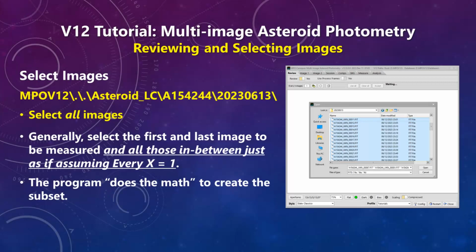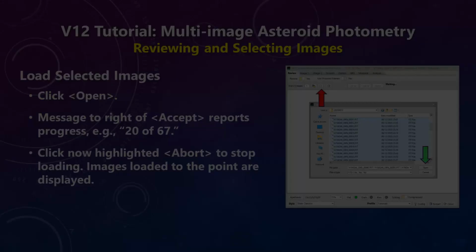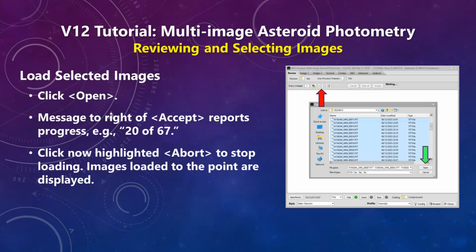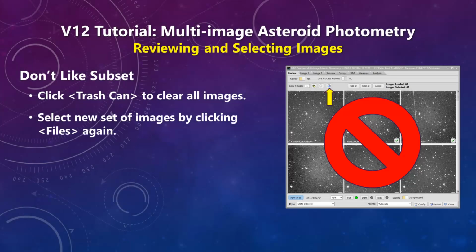In a case where every X images is greater than 0, you still want to select all files between the first image to be measured and the last to include the overall set. The program will split the list as needed. Click the OK button on the dialog to start loading the images into the reviewer. If you want to stop the loading, click the Abort button. If you don't like the final results, you can delete all files from the list by clicking the Trash Can button and then selecting the Folders button again.